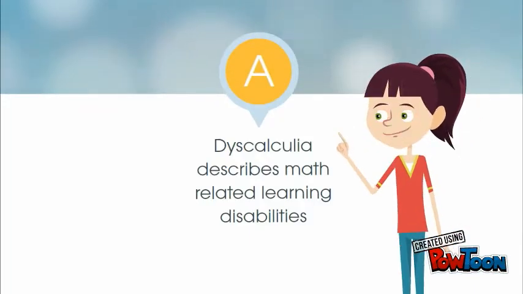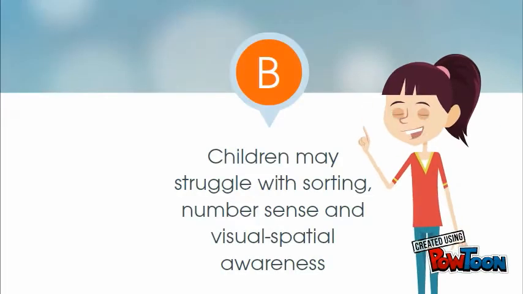Dyscalculia is a general term that describes a variety of lifelong math-related learning disabilities. Approximately 3 to 11% of the Canadian population deals with this learning disability. Individuals with dyscalculia may find it difficult to organize or make sense of numbers, use their memory within a mathematical context, or count efficiently. Young children may struggle with sorting, while older children might have low visual spatial awareness.